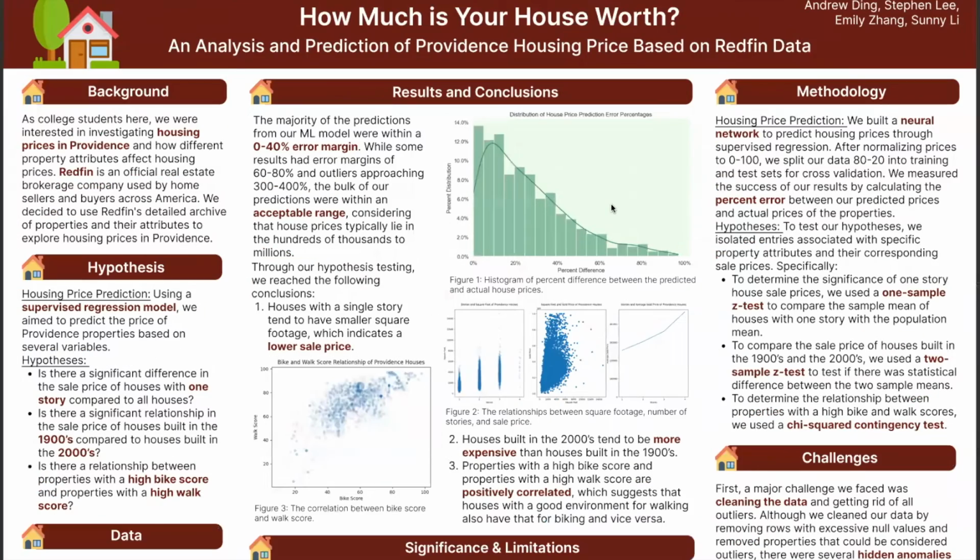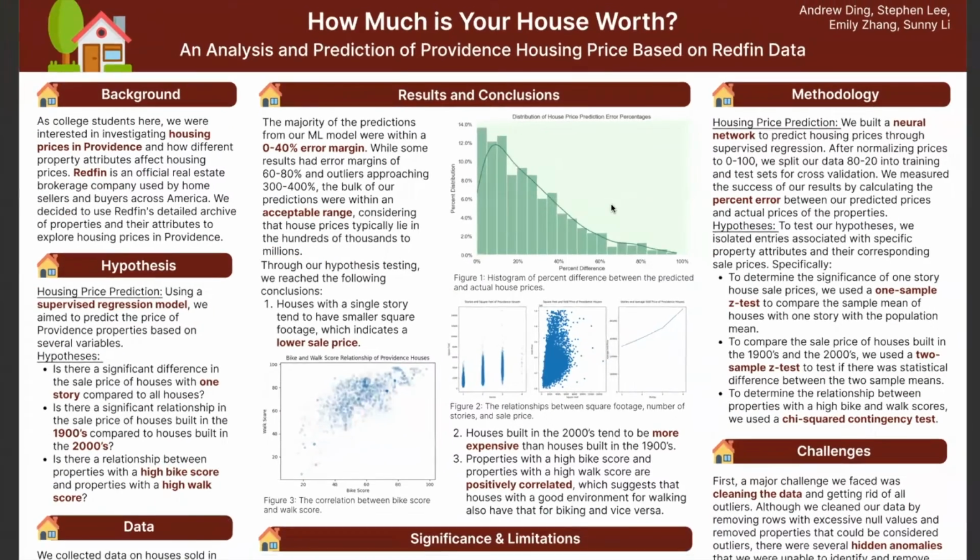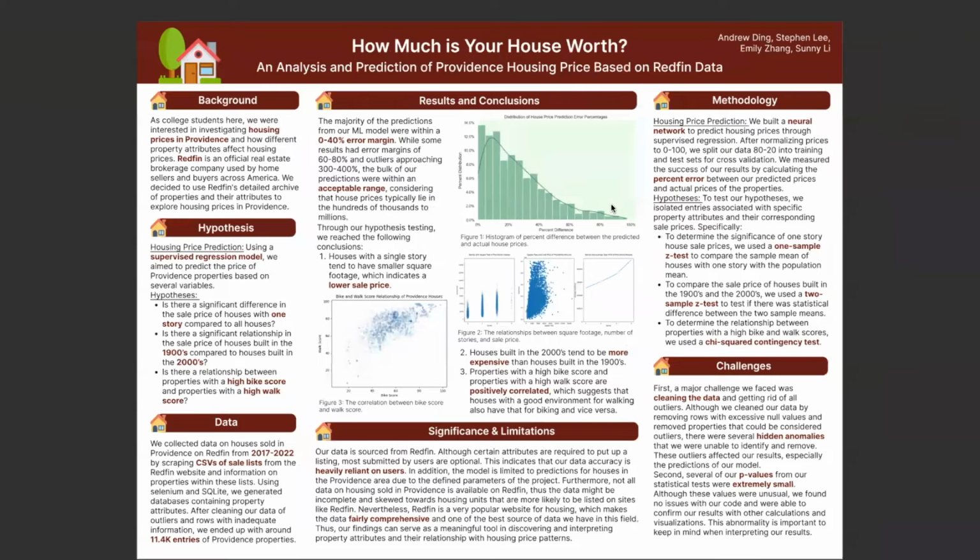So for our project, we had several hypotheses that we wanted to test regarding property attributes and their relationship with sale price. The first hypothesis we looked at was whether there is a significant difference in the sale price of houses with 1-story compared to all other houses. And to determine the significance of 1-story house sale prices, we group properties based on the number of stories and use a 1-sample z-test to compare the sample mean, which is the sale price of houses with 1-story, with the population mean, which is just the sale price of all houses.